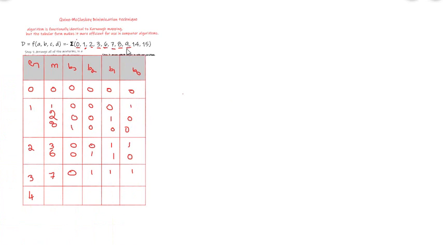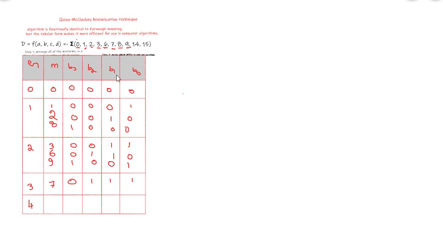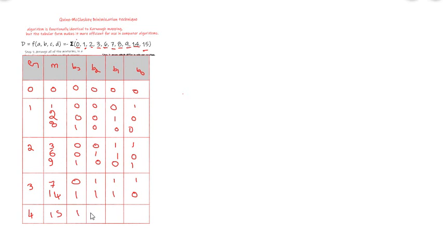Next number is 9. 9 is 1, 0, 0, 1, so the number of ones is 2. Go here and write 9: 1, 0, 0, 1. Then 14. 14 is 1, 1, 1, 0, so the number of ones is 3. So go to the group of 3, and 14 is 1, 1, 1, 0. The last number is 15. 15 has all ones, so it is the group of 4, and 15 is 1, 1, 1, 1. Like this we are making the grouping.